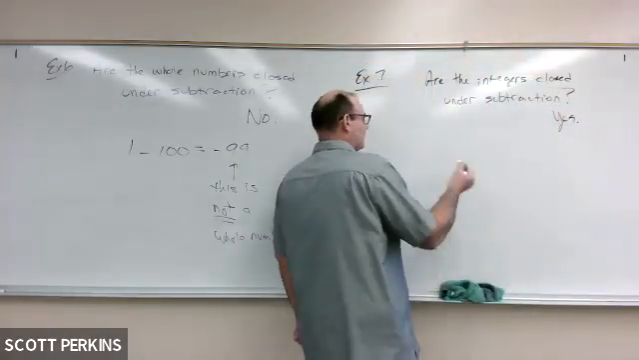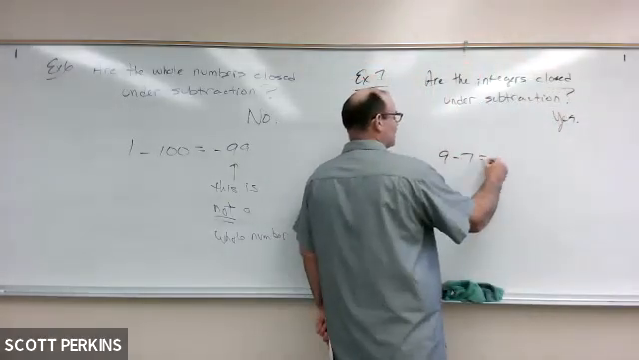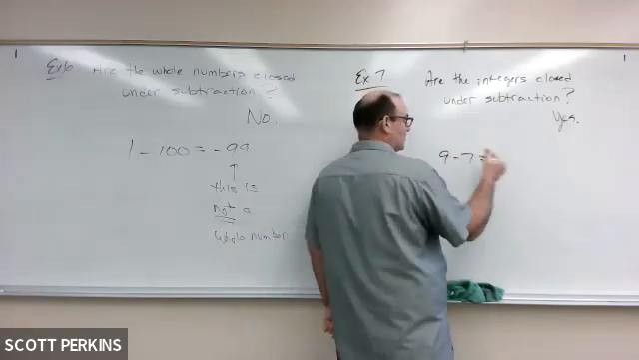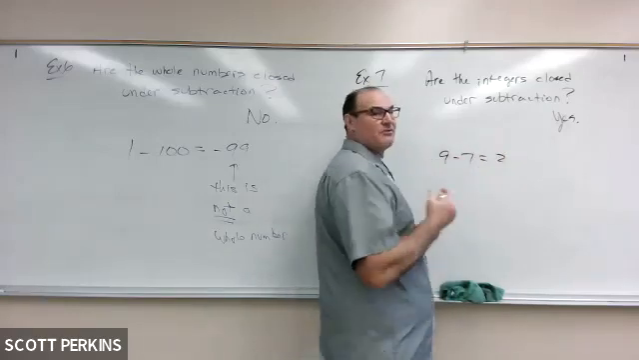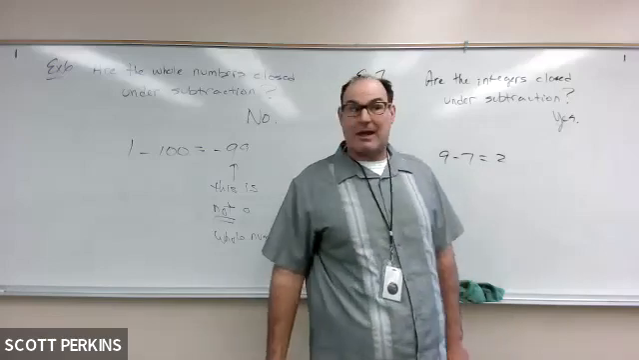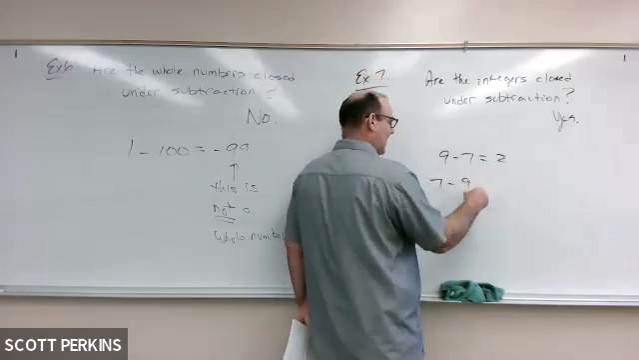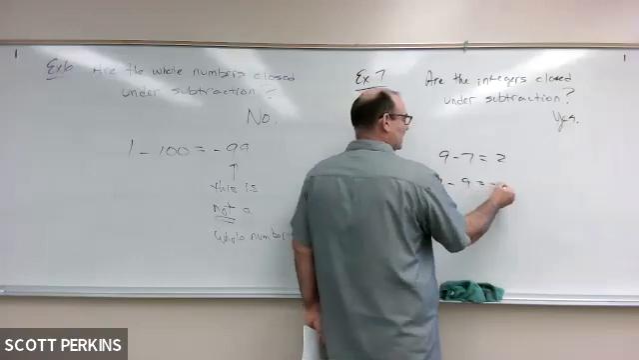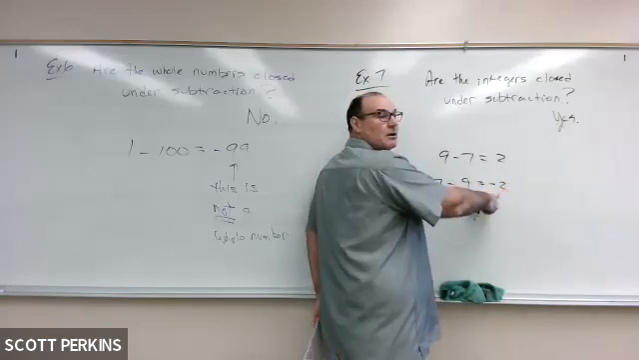So first off, if you do 9 minus 7, 9 is an integer, 7 is an integer, that's 2, another integer. Let's flip it around. Let's see if I get an integer when I flip. So 7 minus 9. 7 minus 9 is -2. Is -2 an integer? Yes, it is.